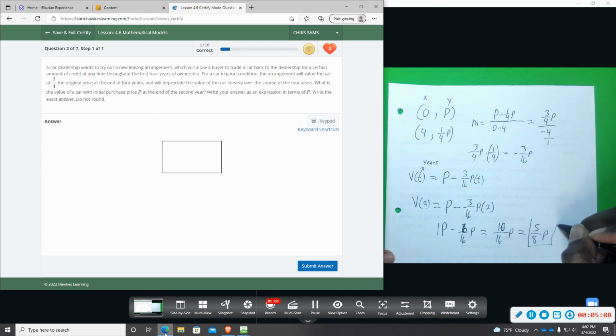So at the end of 2 years, the car will be worth 5/8 of its original price. Let me see, what do we want? Write an expression in terms of P.